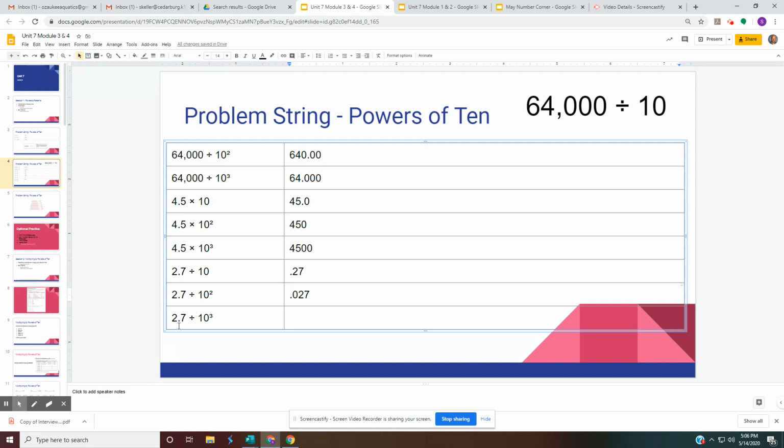And 10 to the third means I'd have to move it over how many spots? 3 spots. Working with exponents and division and base 10, very simple. Very simple, very easy. It's just moving a decimal point over to the left or right.